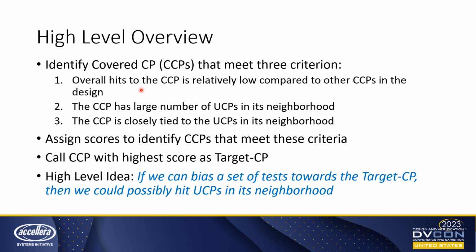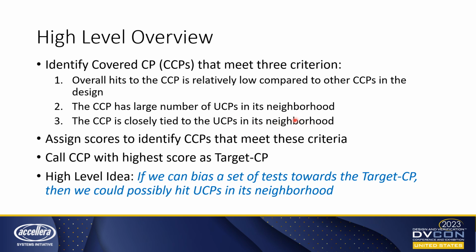And one of the criteria that this cover property must have is that it should have a low hit rate compared to other CCPs in the design, which means that this covered cover property's neighborhood has been relatively less explored. And another criterion that this cover property should have is that it should have a large number of uncovered cover properties in its neighborhood. And the covered cover property should also be closely tied to the UCPs in its neighborhood.